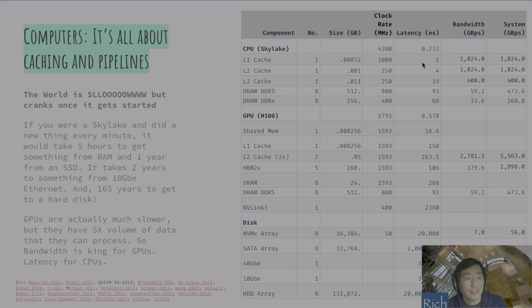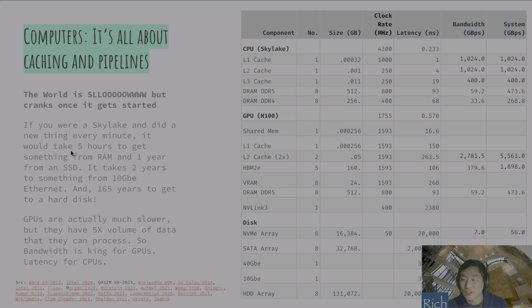sort of doesn't matter. So one of the ways to think about this is if you were a Skylake processor and you did a new thing every minute, like I'm looking at a piece of paper every minute, I'm trying to do something new. The way to think about that is just to get to RAM would take about 5 hours. So if you suddenly had to go RAM, like into the closet, you'd have to rummage around there for 5 hours before you could do useful work again. That's the difference between 68 nanoseconds and 0.23 nanoseconds.